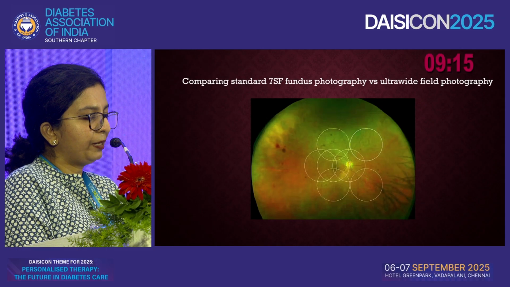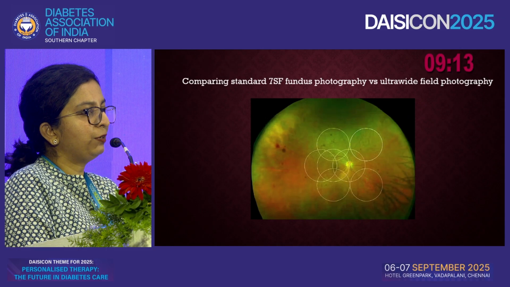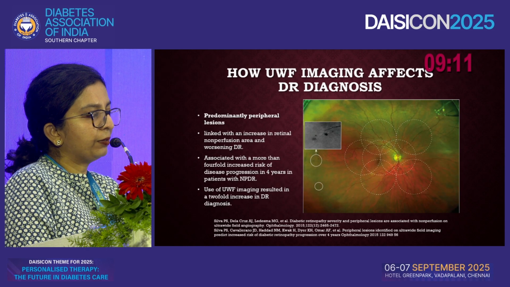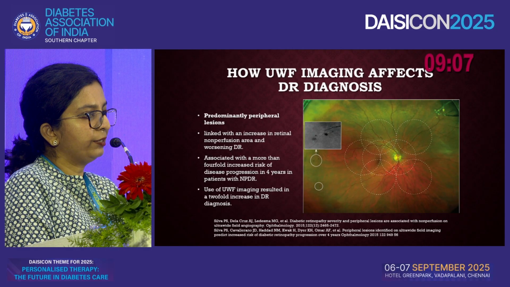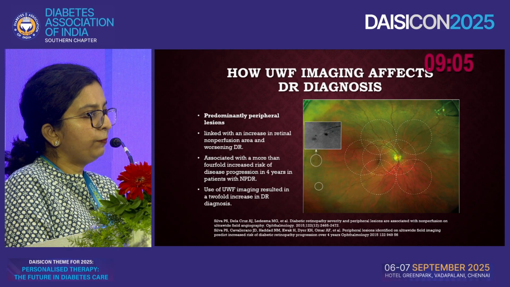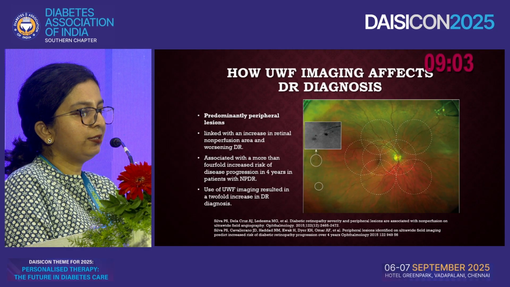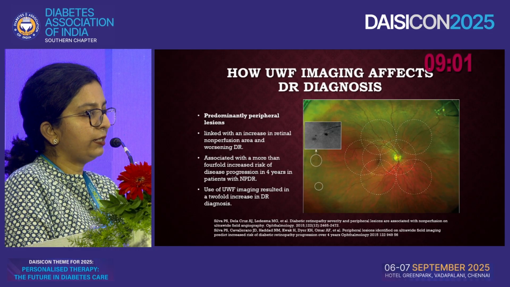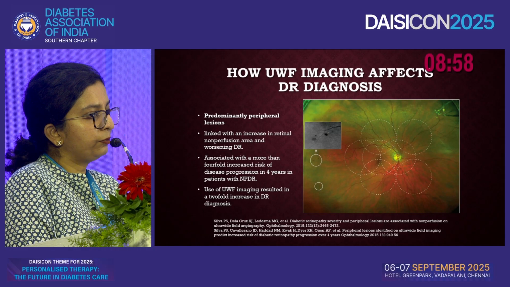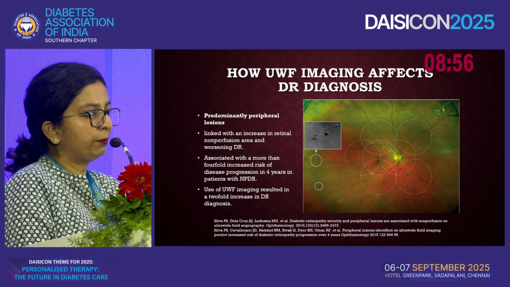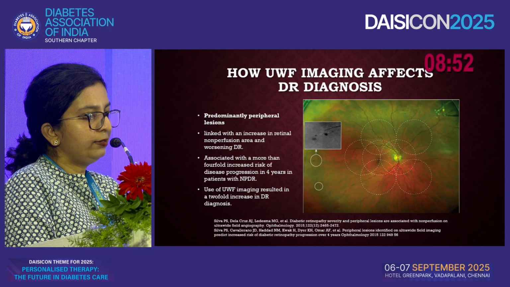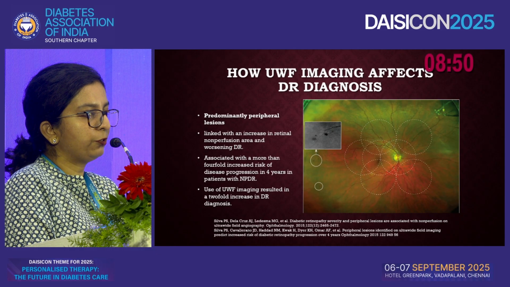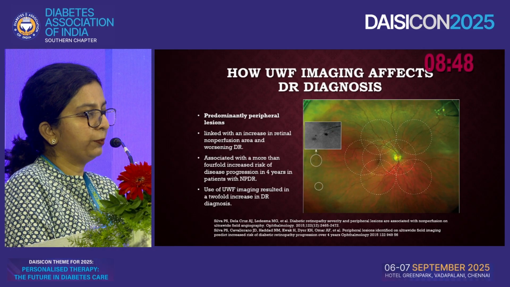So we tend to miss out a lot of peripheral lesions, such as blot hemorrhages or perfusion, non-perfusion areas. And these predominantly peripheral lesions have an increased risk for worsening DR. So this is associated with 4 times more chance of the patient progressing from NPDR to PDR in 4 years. And hence, this helps in early diagnosis of pre-proliferative retinopathy.